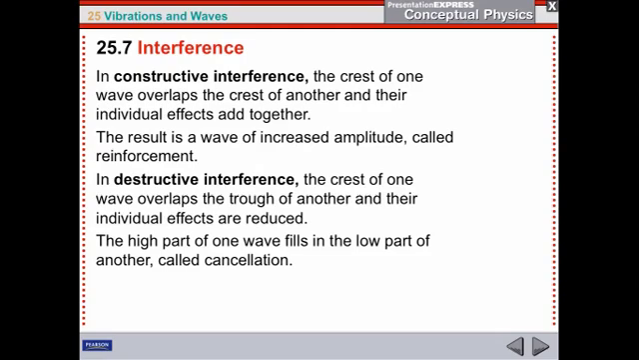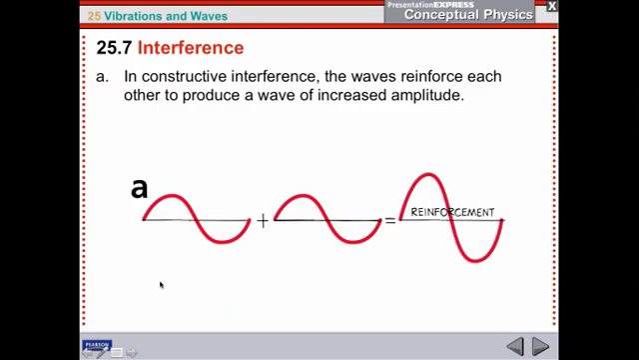And you can have what we call constructive interference, where two wave crests meet, and when two wave crests meet, you get an even bigger one. Or you can have destructive interference, where a crest meets a trough, and what happens is you get a balance. It cancels itself out as you go.